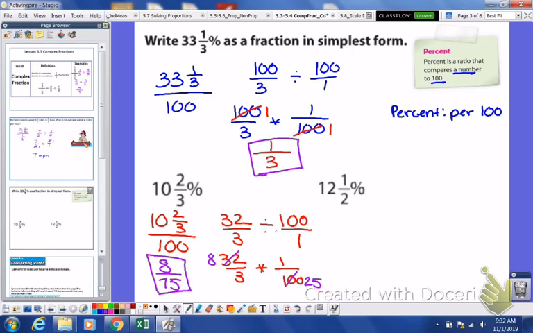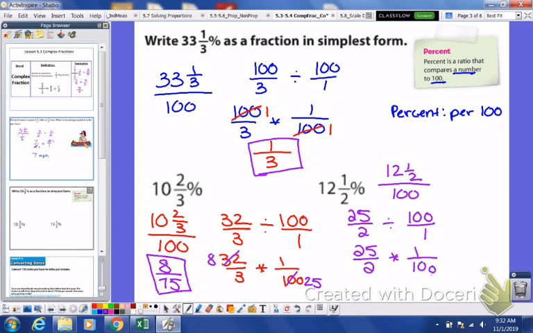All right, last one like this, 12.5%. So 12 and 1/2 divided by 100, which we rewrite as 25 over 2 divided by 100 over 1. We then multiply by the reciprocal, so 25 over 2 times 1 over 100. I know that 25 and 100 are both divisible by 25, so 25 becomes 1, 100 becomes 4. Multiply straight across to get 1 over 8 as the final answer.